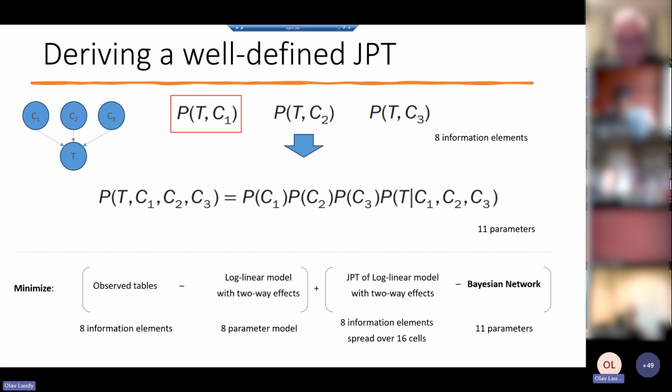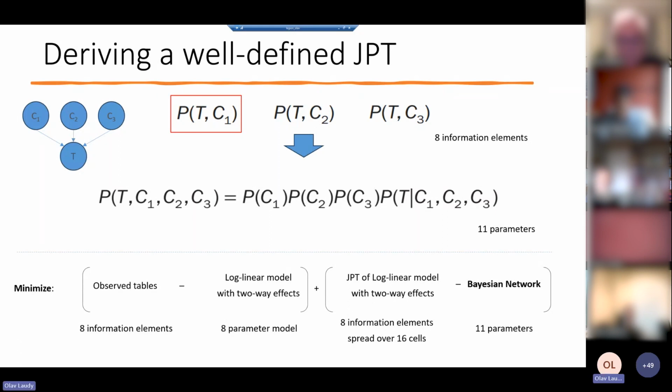If we see the small graph, we observe there are 3 causes and a single target. In that case, we would from text receive 3 observed tables of causal pairs, namely cause 1 and a target, cause 2 and a target, cause 3 and a target. We can now write down the joint probability table as it factors into 3 independent root nodes and 1 conditional probability table, conditioning on C1, C2, and C3.